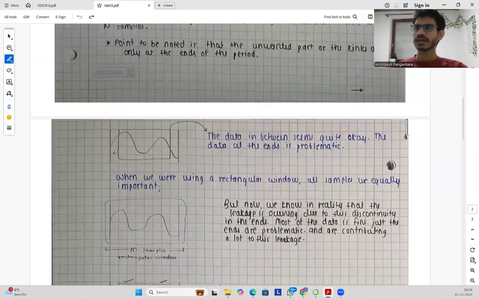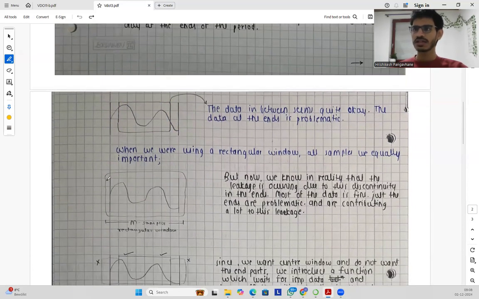So again, let's take the same period of length equal to record length n. If we see this box, the data in between seems quite okay. The data at the ends is problematic, which has the impulses or the kinks. Initially we were using a rectangular window like this, where all the samples were equally important. We took it as m samples, derived all the equations for the same, and looked at the FFT phenomena. So that was for the rectangular window.